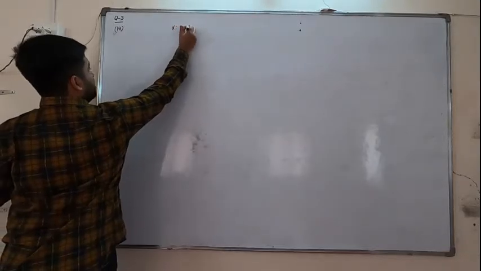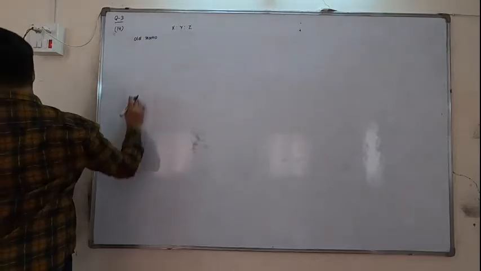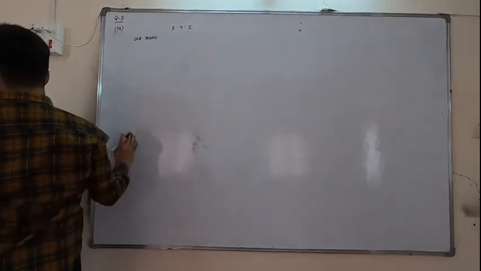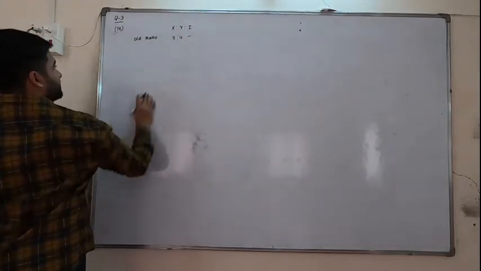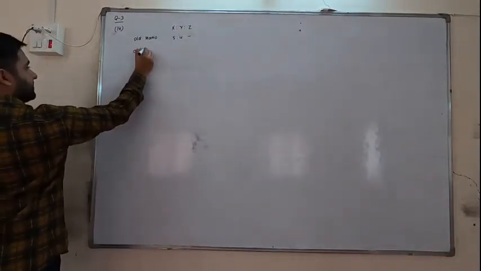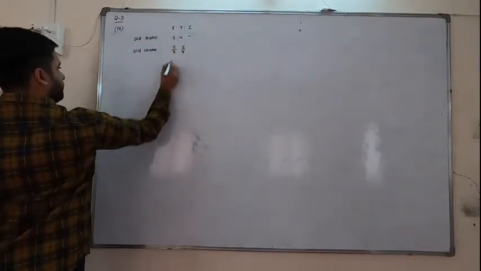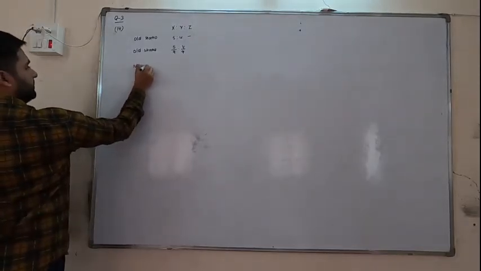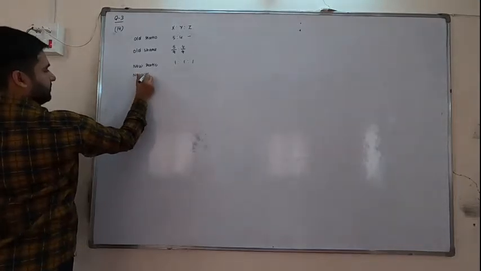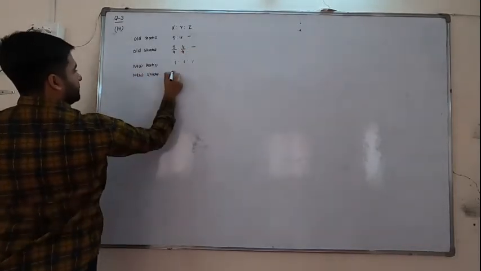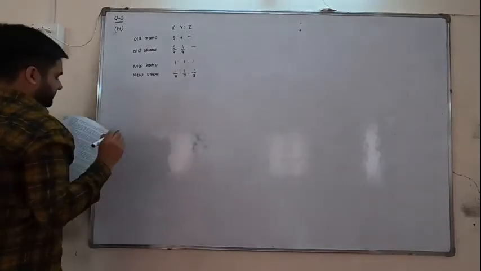X is to Y is to Z. Old ratio 5 is to 4 and dash, because Z is a new partner. Old share 5 by 9, 4 by 9. Then new ratio 1 is to 1 is to 1. New share 1 by 3, 1 by 3, 1 by 3.